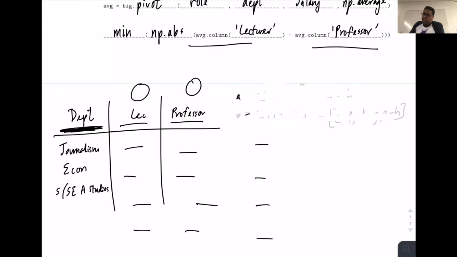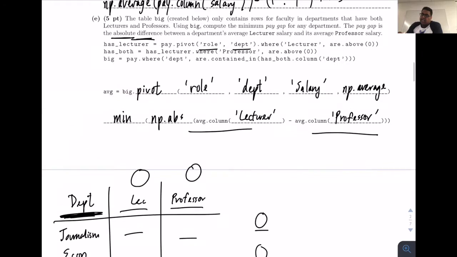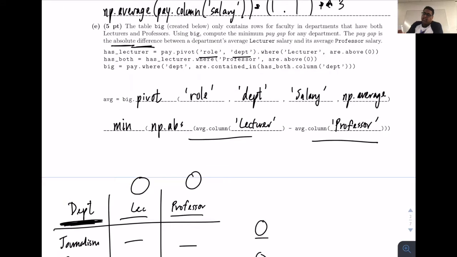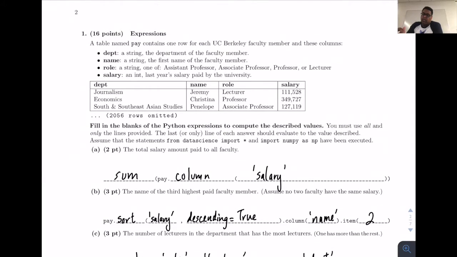So what that's going to do for us is say, okay, here's the absolute difference between what a journalism lecturer and professor is paid. That's here. Here's the absolute difference between what an econ lecturer and econ professor is paid. That's here. And we'll get all those values. And as the question specifies, we want the minimum pay gap, so we'll just take the minimum of that, and that'll give us the minimum pay gap. And that wraps up question number 1.